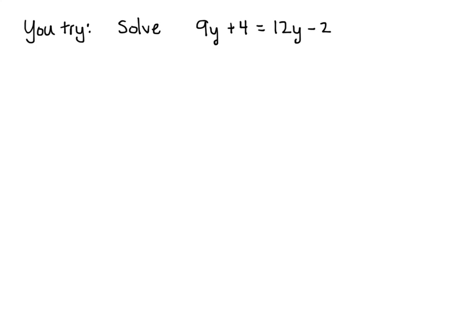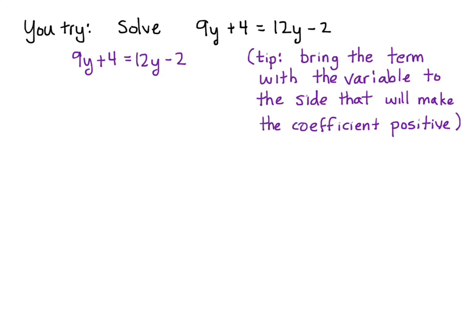Divide both sides by 3, don't have to rewrite it, and you get your answer. Now, one of the things that I think you should think about when you have something like this is that you want to bring the term with the variable in it to whichever side it's positive.